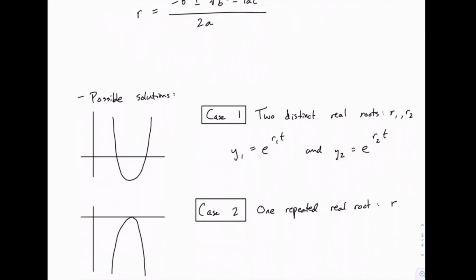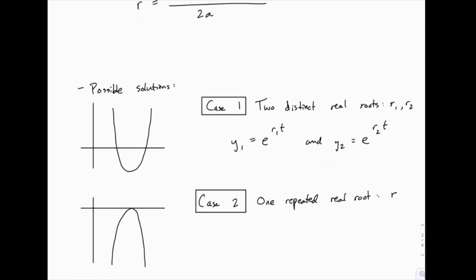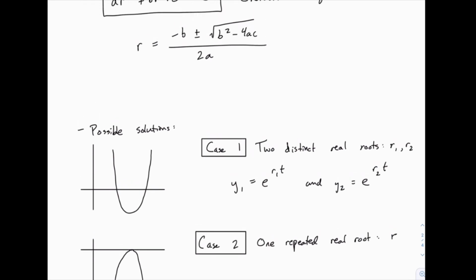The next case is when you get a single answer for r, but it's a real number. That's the case where if you graphed it, the parabola would touch the x-axis at one point and one point only. This is the case where the determinant equals 0, and so you don't have anything being added and subtracted, so there's only one answer for r.